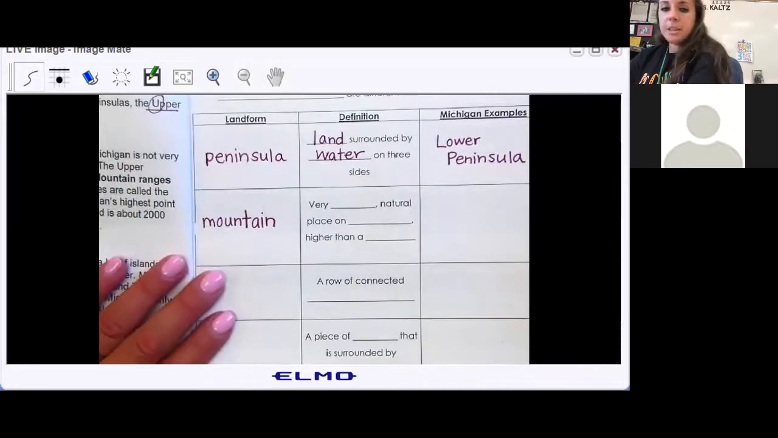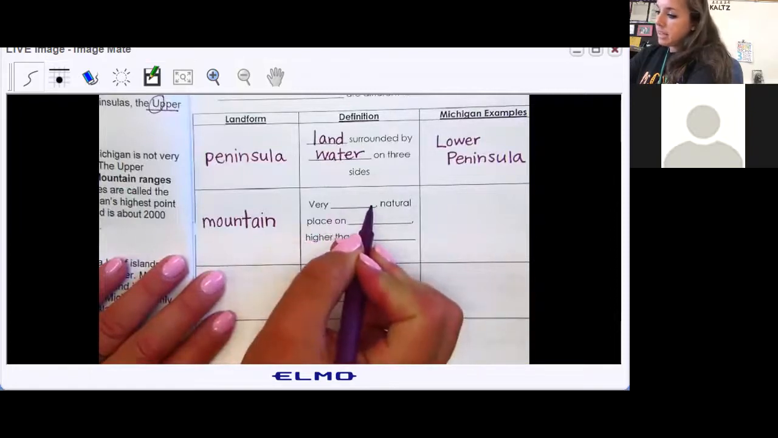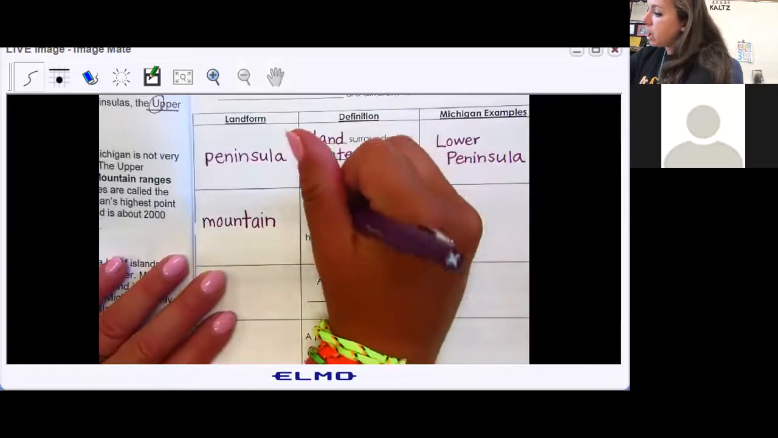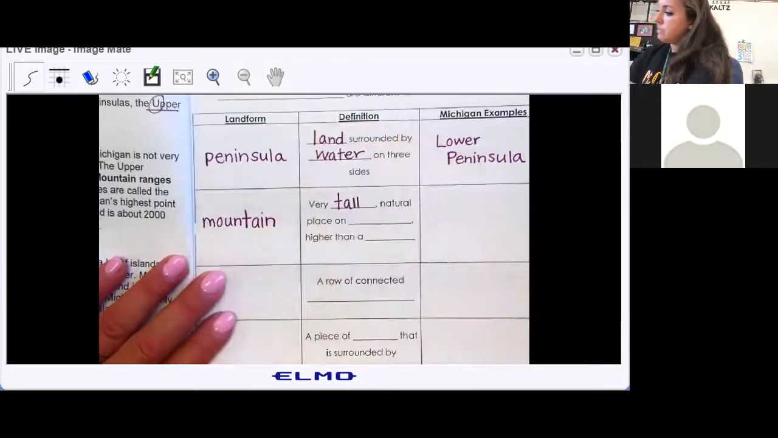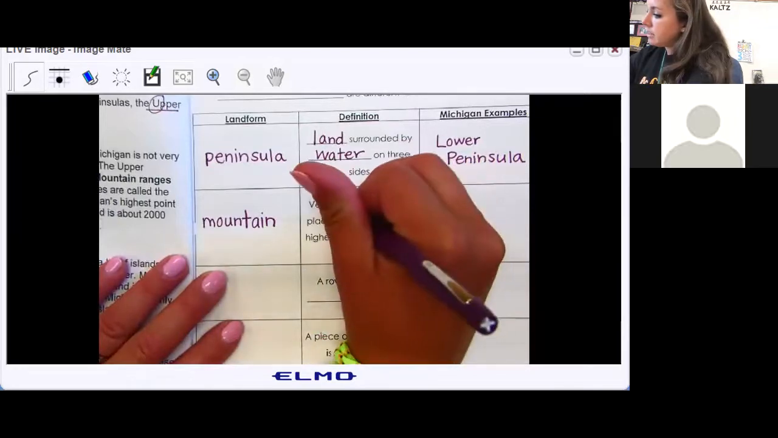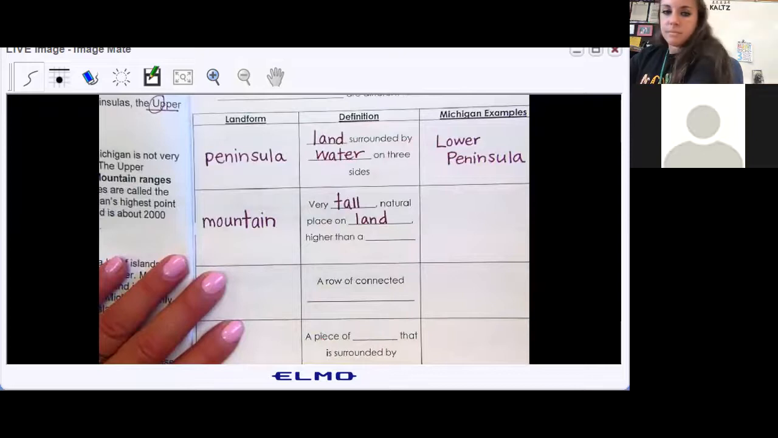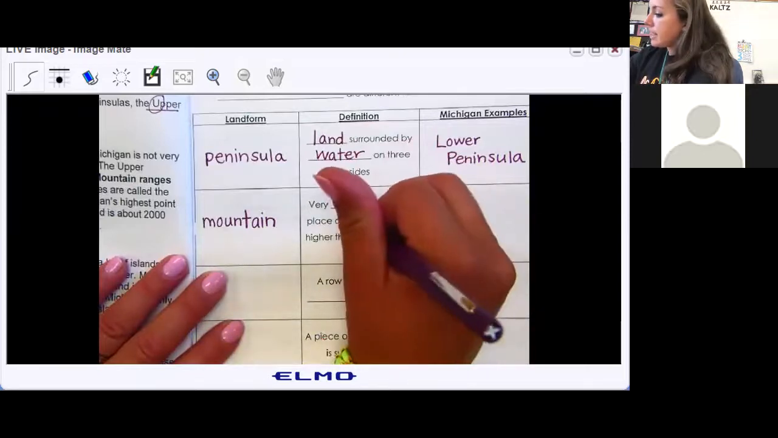Now we need to fill in the blank for the definition. Very blank. Very blank. Well, I know mountains are very tall. Natural place on land. And it is higher than a hill.